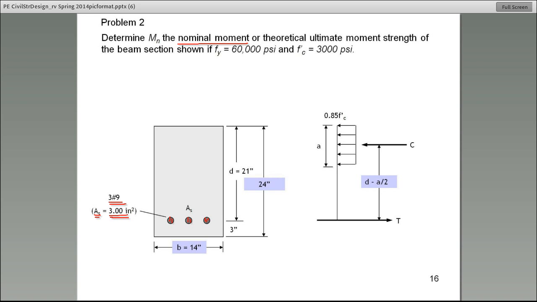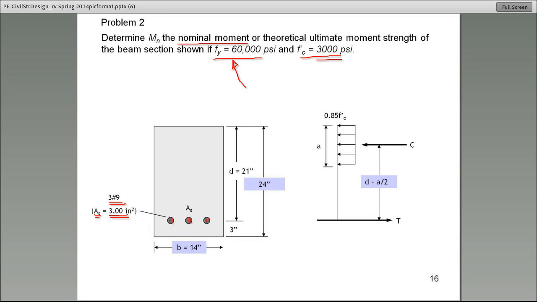All right, let's see what we are given. Let's go back to the top of this problem. This says Fy is 60,000 psi. Please make a note of that. That is the yield stress of the steel. All right? When they say Fy, that's the yield stress of the steel that's used in this section. So that's 60,000 psi. And then the compressive strength of the concrete is given to be 3,000 psi. F prime C is 3,000 psi.